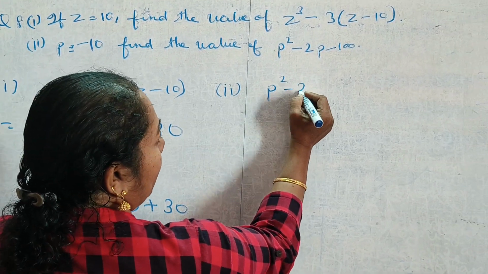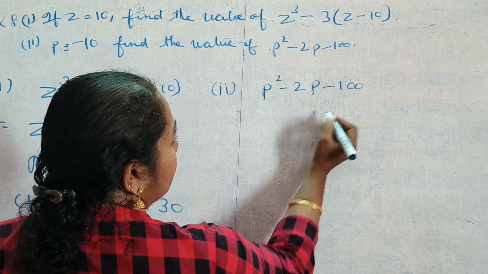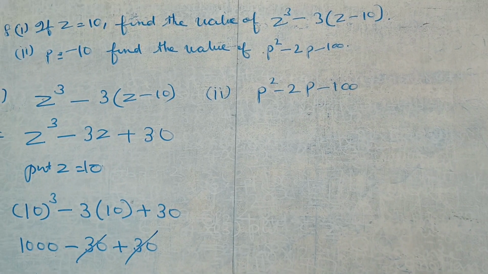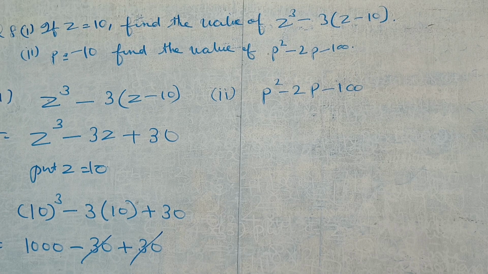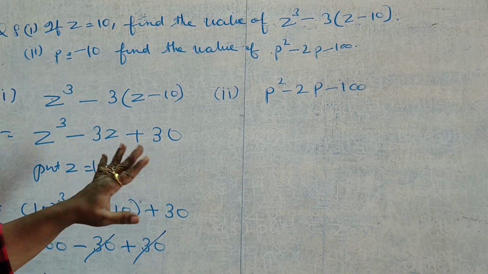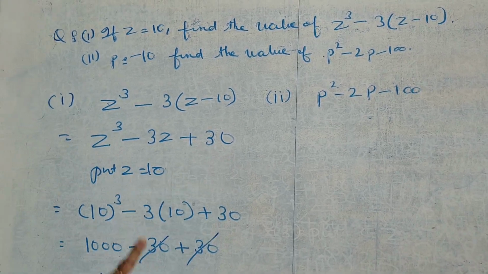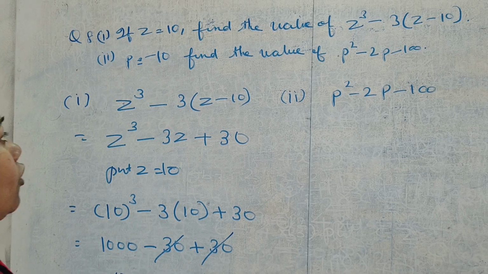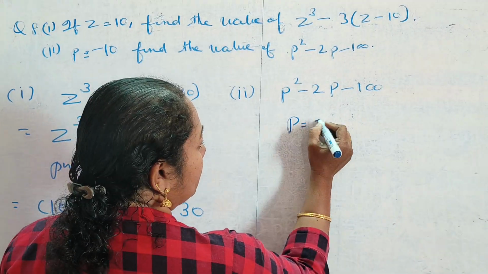Okay. Now second question. P squared minus 2p minus 100. It's already simplified, so we don't have to simplify it further. No bracket is there, nothing. If there are brackets or like terms, then we have to simplify it. Now let us put the value of p is equal to minus 10 here.